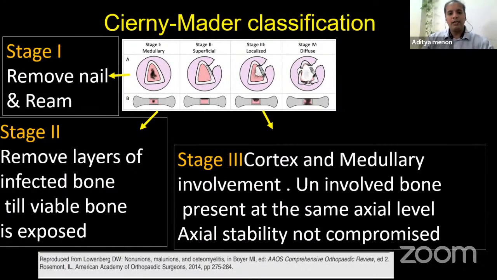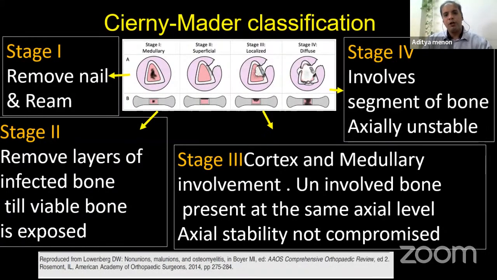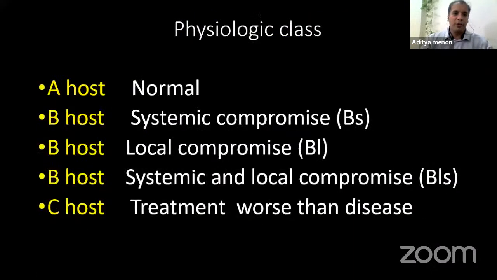Stage 3 would be cortex and medullary involvement, like I said, but with no axial stability. Again, it would involve debridement and removal of the necrotic bone and the scraping of the medullary canal at that region. And stage 4 involves axial instability. You have to treat it like a classic non-union: excise all the necrotic bone from both ends till we get fresh bleeding edges, along with the soft tissue debridement.